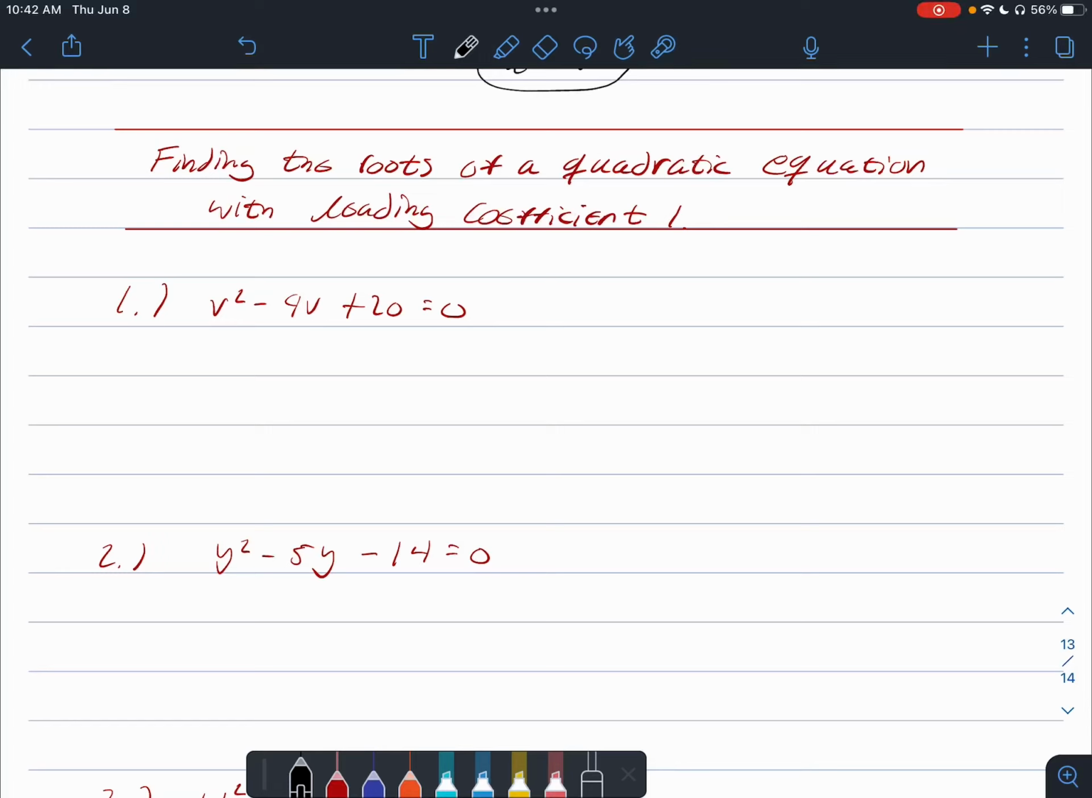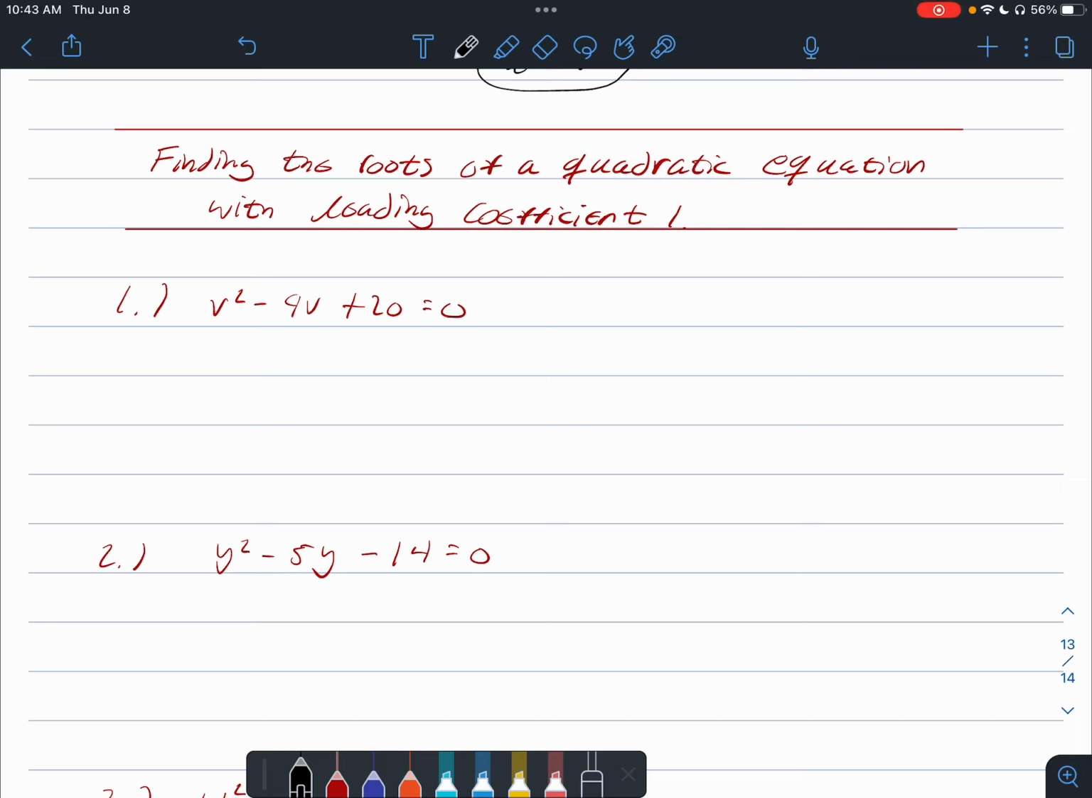In this video, we're going to be covering the topic finding the roots of a quadratic equation where the leading coefficient is 1. Okay, so these are quadratic equations just of the form x squared plus bx plus c is equal to 0. Okay, so there's no coefficient out front other than just 1.